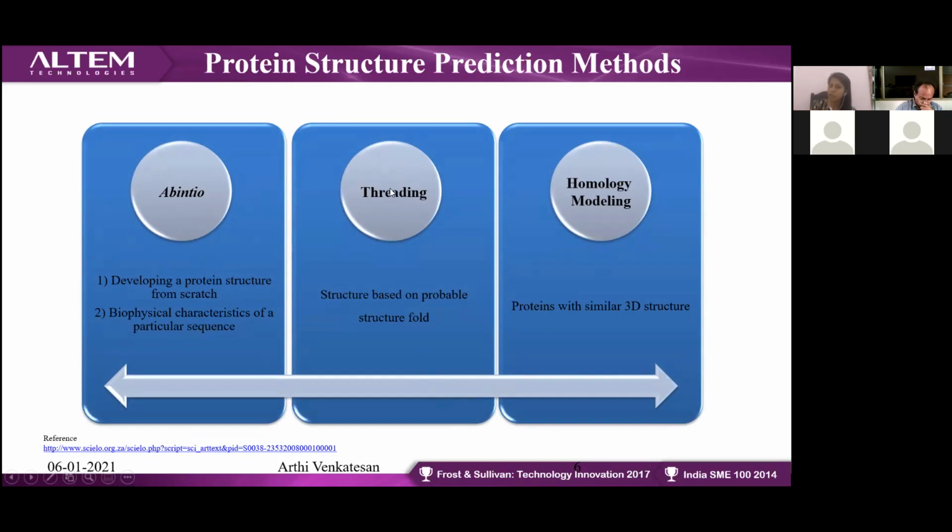And apart from that, there is something called threading. What happens in threading is that 40 to 50% similar sequences will be available. Based on that, you can model your structure. Here you will be getting a similar protein 3D structure. You will be getting the RCSB PDB data bank structure with similar sequences. Based on that, we'll be performing homology modeling. So today we'll be discussing how homology modeling is performed using Discovery Studio.